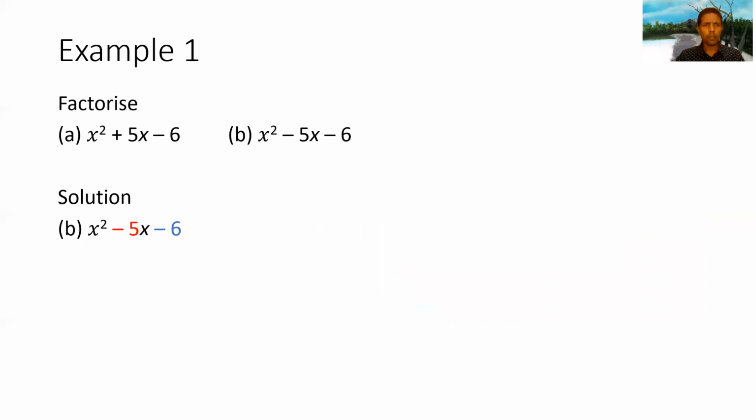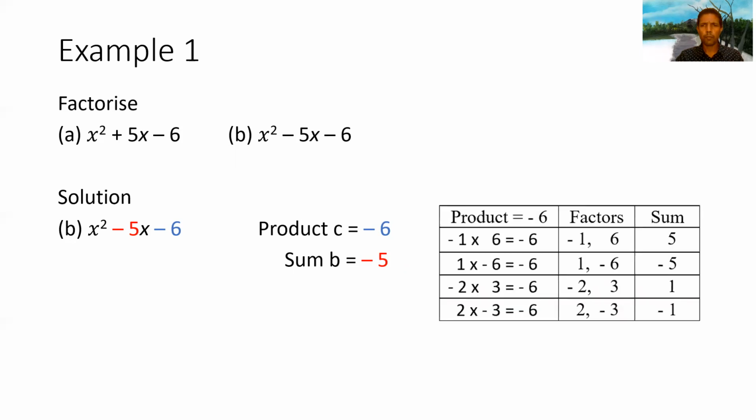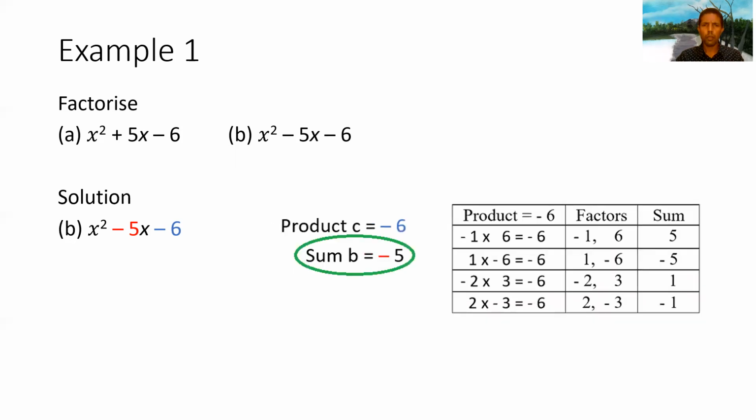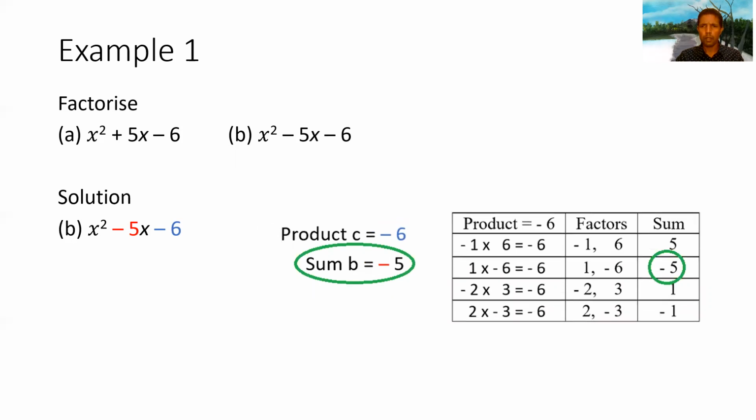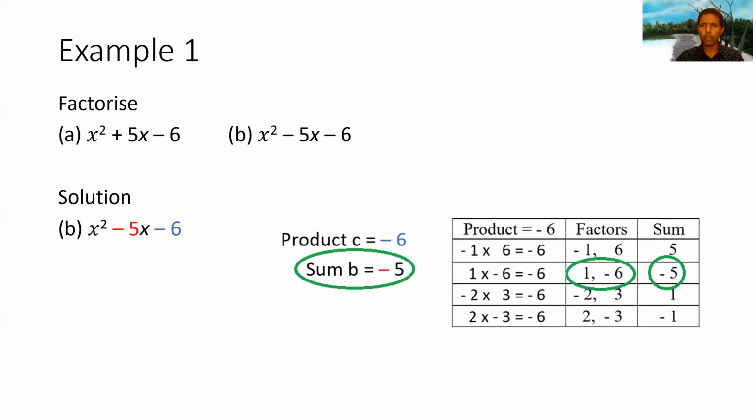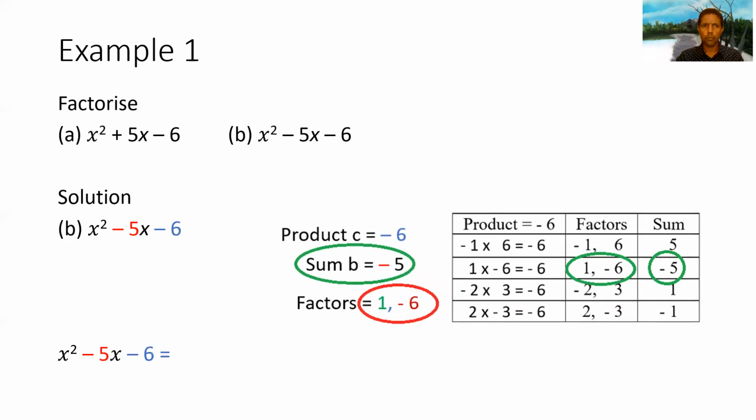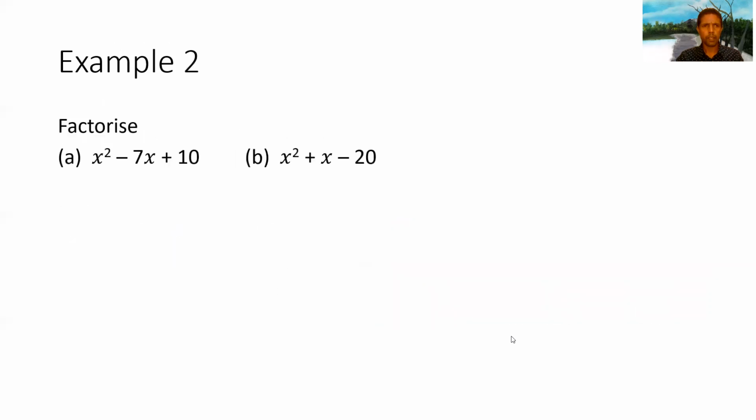Part B, x squared minus 5x minus 6, product is equal to negative 6, sum equals negative 5. So again, we need to look for factors of negative 6. This has already been done in part A. So here we want the sum to be negative 5. This corresponds to the factors 1, negative 6. So to factorize x squared minus 5x minus 6, we have (x plus 1) into (x minus 6).